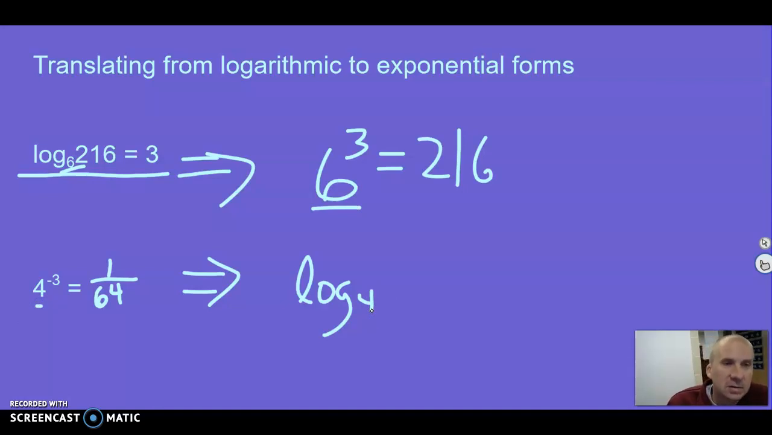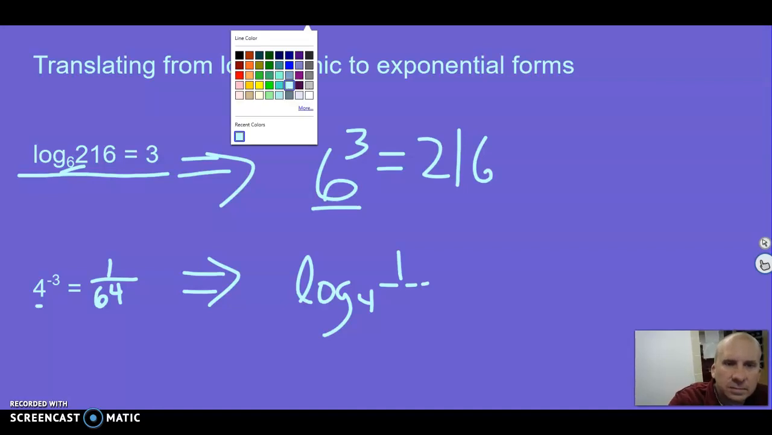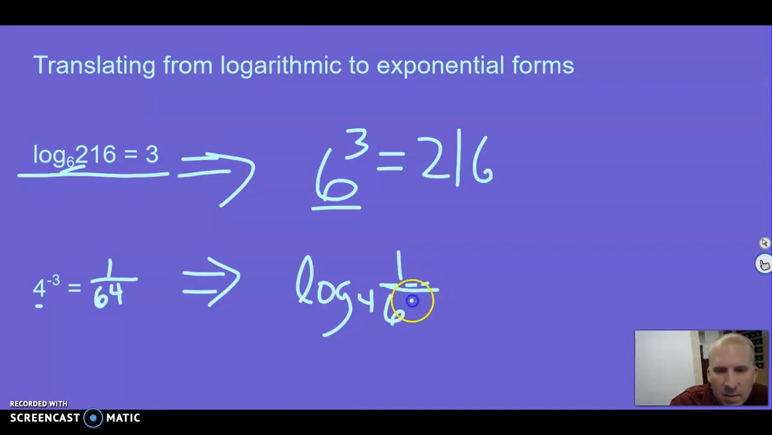Then it says, to be a log, I'm saying 4 to what power gave me that? Well, 4 to what power? Whoops, I wrote 16. That's supposed to be a 64. 4 to what power gave us 1/64? The answer has got to be -3. So we're translating. We're taking a logarithm and rewriting it as an exponent, or taking an exponent and rewriting it as a logarithm. That's translating.